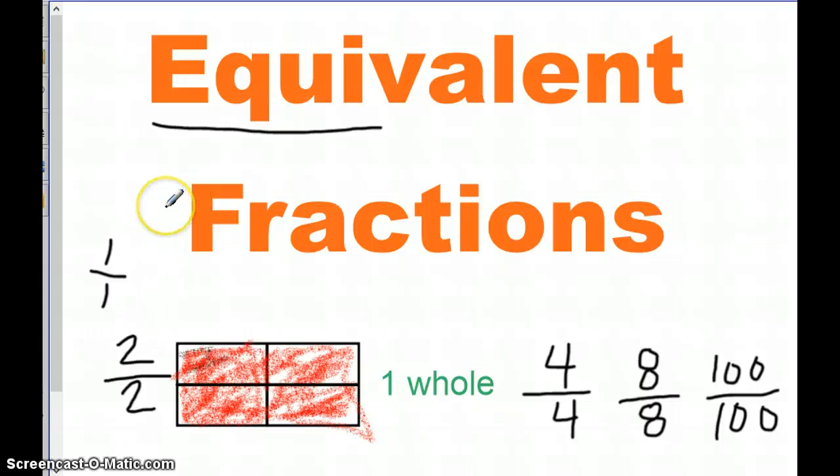So all of these fractions that are listed are equivalent fractions. One whole is equal to two halves, which is equal to 4/4, 8/8, 100 100ths, 20 20ths. So anytime all of the parts of the total parts are shaded, then that's going to be equal to one whole. So that's something that you want to remember.